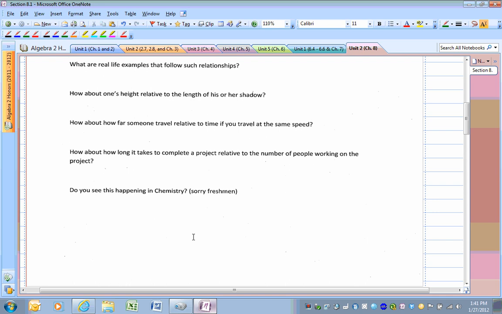Real-life examples are more like word problems, like the classwork you'll do. So we'll talk about shadows. Your actual shadow.